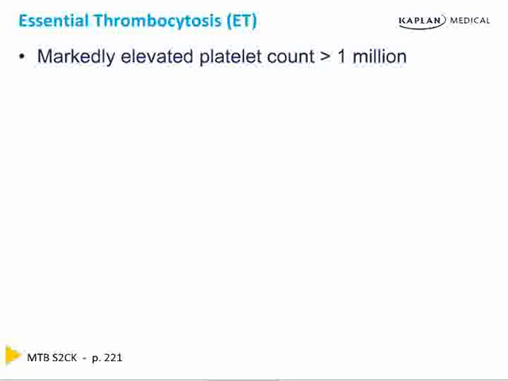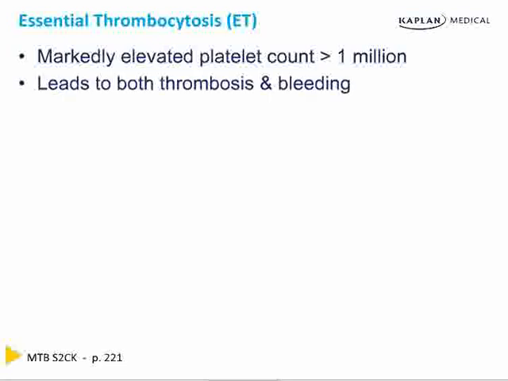Essential means I don't know what caused it. Essential thrombocytosis means that platelets are up really high and I don't know why. It's platelet cancer. If CLL is lymphocyte cancer and CML is neutrophil cancer and polycythemia vera is red cell cancer, this is platelet cancer. Now, platelets can go up as a reaction to other things, but they don't go up as a reaction to be up over 1 million.